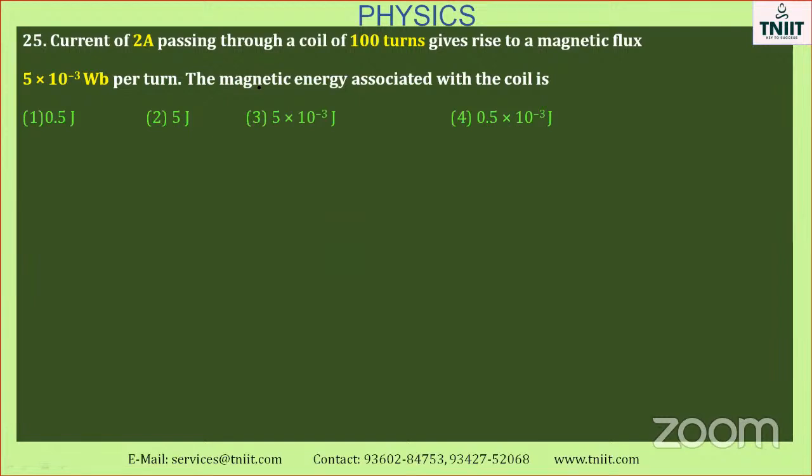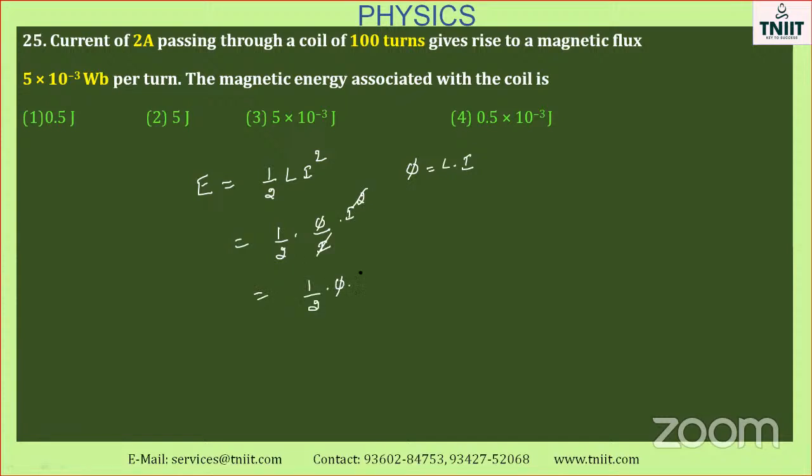A current of 2 ampere is passing through a coil of 1000 turns that gives rise to a magnetic flux as given. What is the magnetic energy associated with that? You know that the magnetic energy is given by the formula half L I squared. But you know that flux is equal to L into I. So half L is nothing but half flux divided by I, into I squared. One I will get cancelled out.